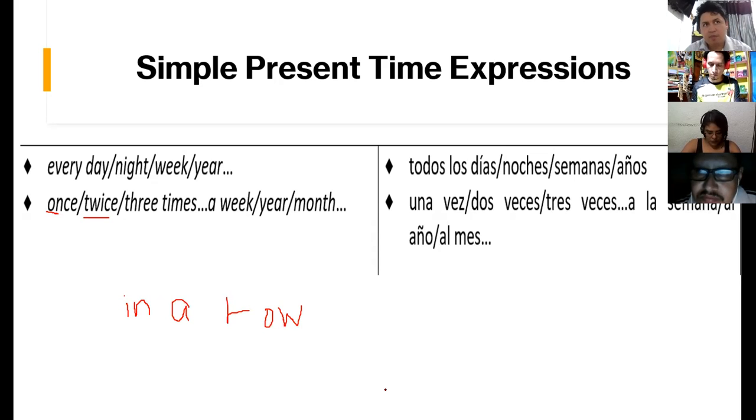Esto se lo digo porque de repente usted dice dos días seguidos, ¿verdad? Entonces, that one you can say, right? In a row, okay? Dos meses seguidos, right? 2 months in a row, okay? So that's what you say in there. So once a week, twice a week, three times a week, all right? You say once a year, once a month, et cetera.